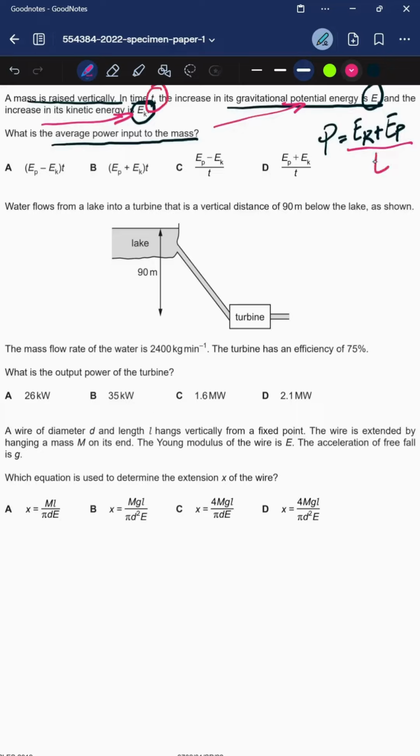So we can divide it by t to calculate the rate of change of energy. And rate of change of energy is represented by power, right? Power is the amount of energy converted per unit time. So we can say that the correct option is option D.